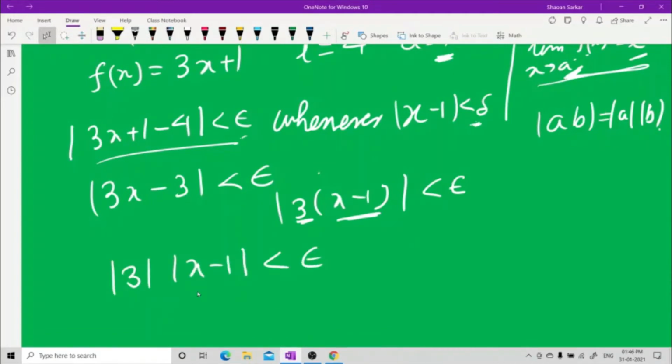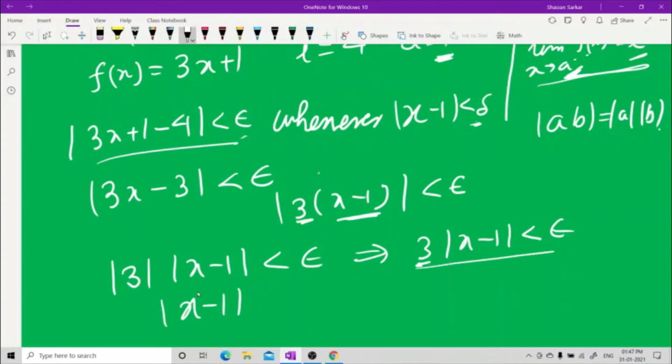And you know what mod 3 is? Mod 3 is 3. So this will give me 3 mod (x minus 1) less than epsilon. So divide the whole equation by 3, and you will get epsilon by 3. Now compare this line and compare this. See, both look the same, only now delta is this.